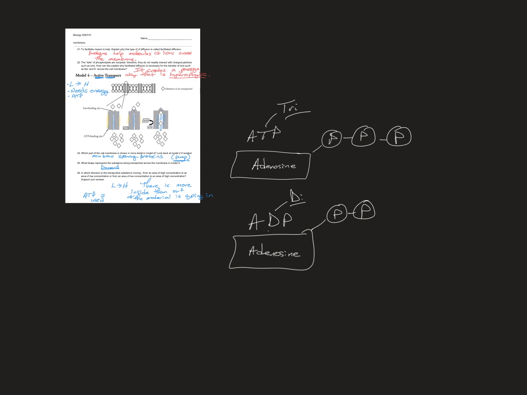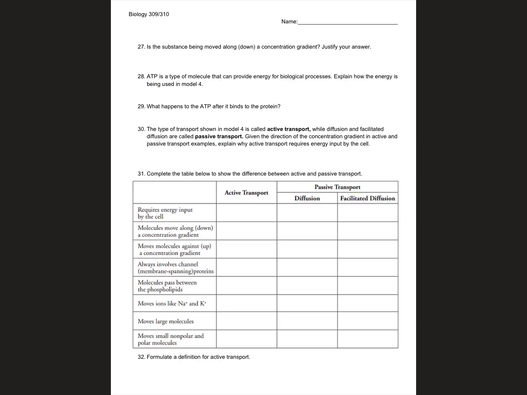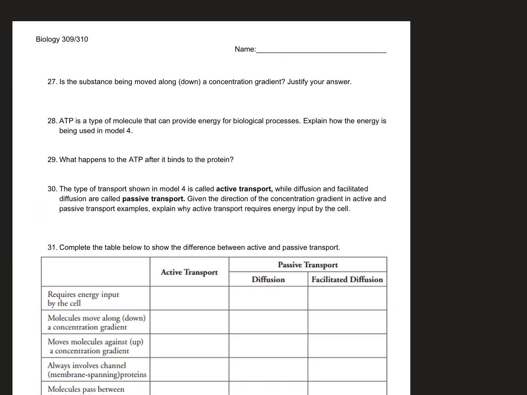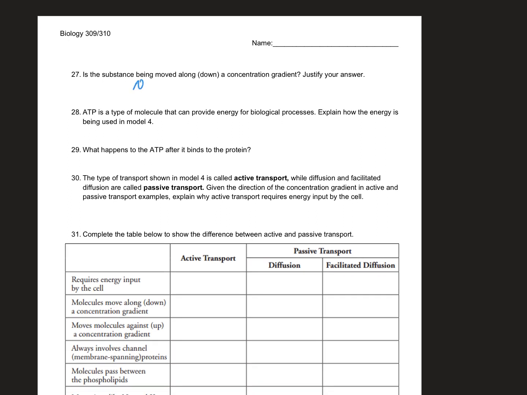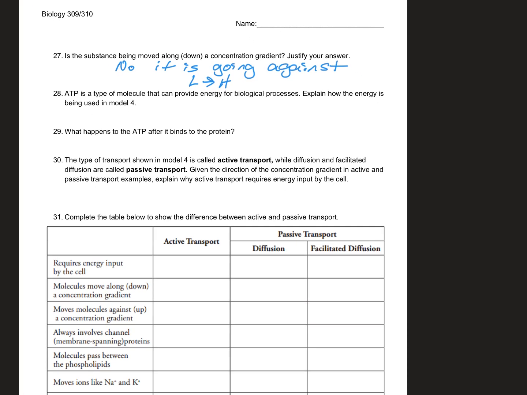Again, what page number are we on? 6. Next, is the substance being moved down the concentration gradient? No, it's not. It's going against it. Is it going high to low, or is it going low to high? If it's going high to low, that is going with the concentration gradient. This is going low to high, so it's going against the concentration gradient. High to low would be going with the concentration gradient.